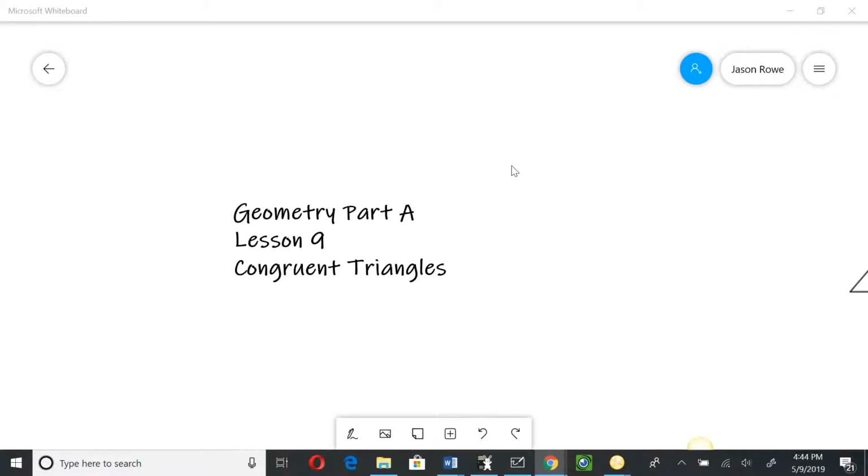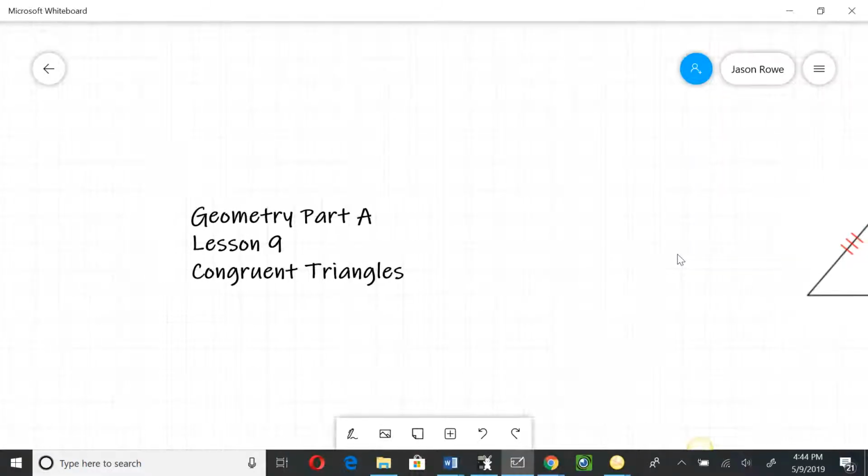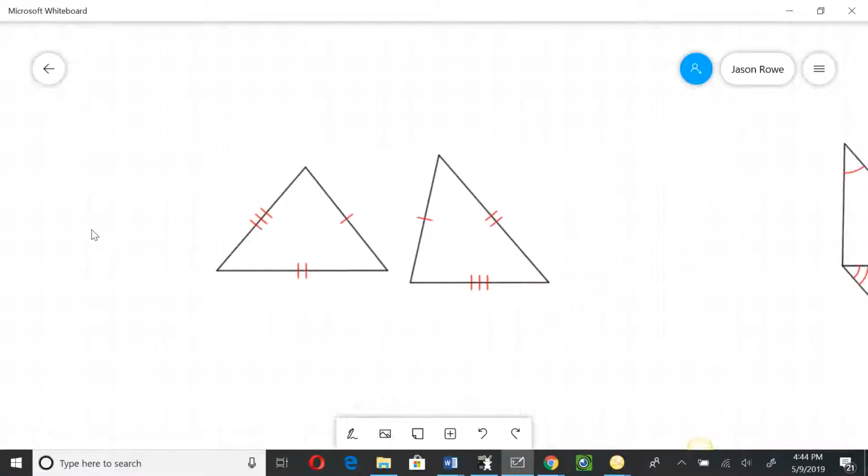This is Mr. Rowe. We're looking in Geometry Part A. This is Lesson 9, and we're going to look at congruent triangles. So we've looked at some relationships that we're going to talk about, and we're going to just kind of look for a few seconds at some triangles. We're going to decide if they can be proven to be congruent based on what we're given.